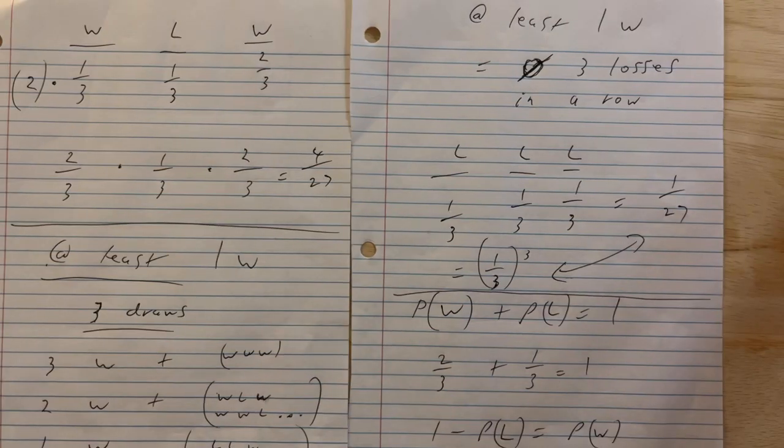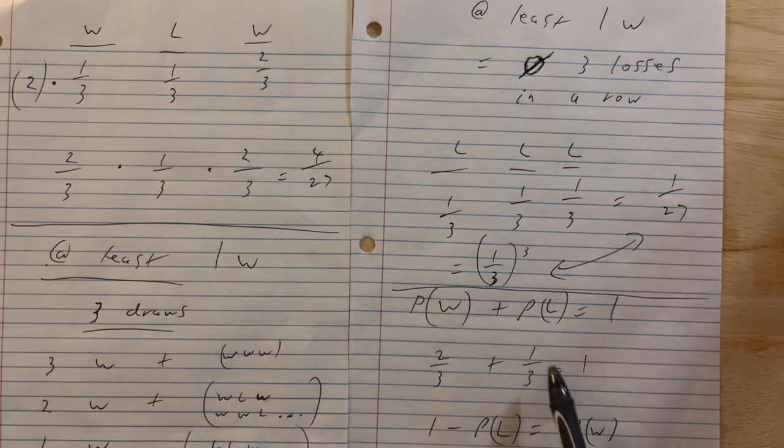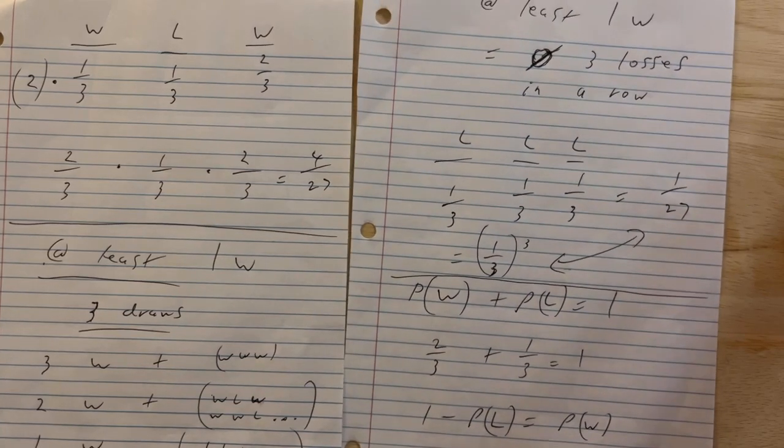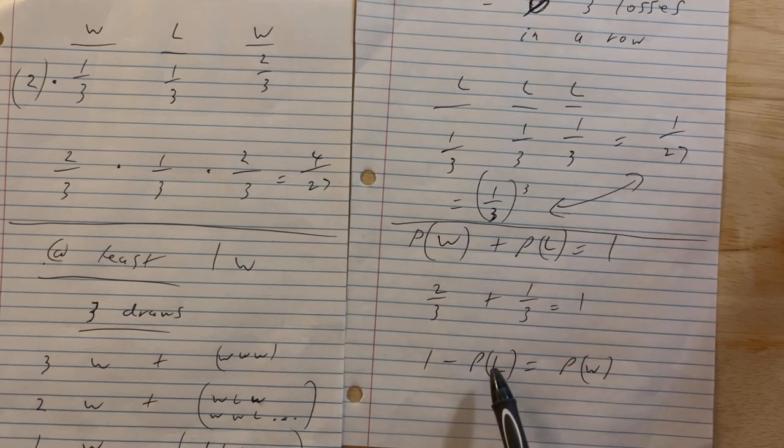Now we can just use some basic logic. Probability of winning plus probability of losing equals 1. In other words, 2/3 plus 1/3 will equal 1, because we have a 2/3 probability of winning: 2 cards are winners and 1 card is a loser. Add 2/3 plus 1/3, you get 1. So we have 1 minus the probability of losing will give us the probability of winning right here. 1 minus probability of losing equals probability of winning.